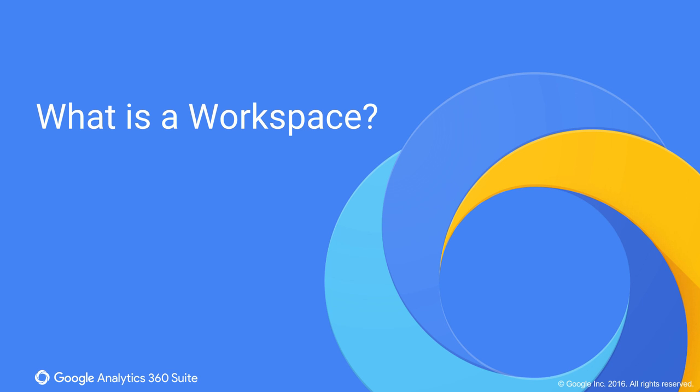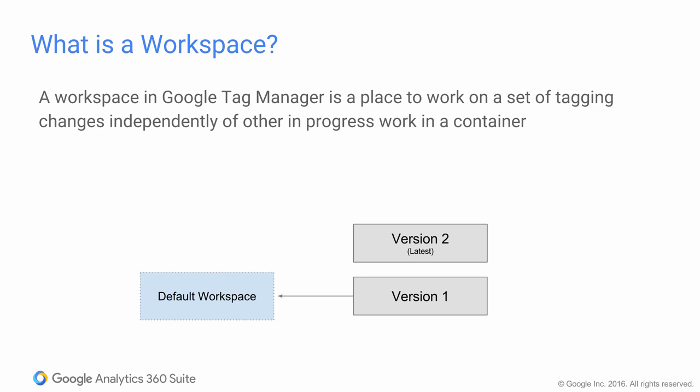Let's talk about what a workspace is. A workspace in Google Tag Manager is a place to work on a set of tagging changes independently of other in-progress work in that container. For example, if you went into a container and saw that another user had made a number of changes related to a different type of tag, for example, an AdWords conversion tracking tag or a DoubleClick Floodlight pixel, and you wanted to make a quick change to your Google Analytics tagging, you might choose to use a new workspace to work on that work concurrently.